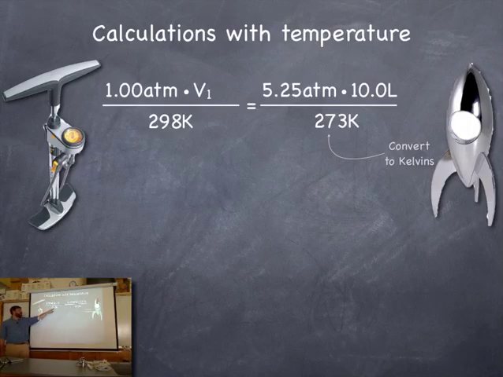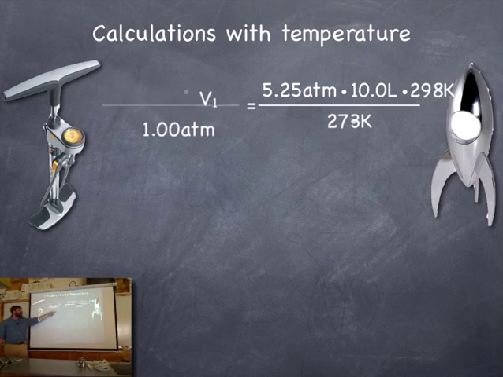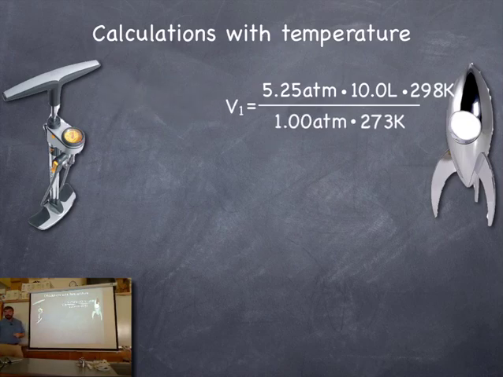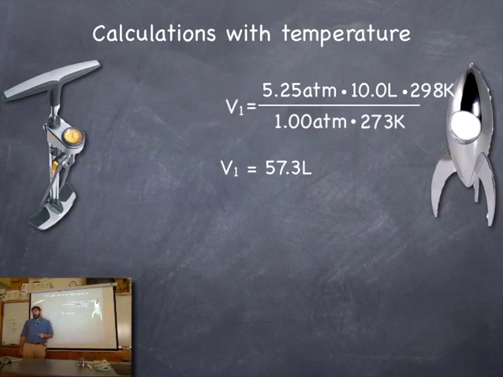So what do I have to do to the 298? Yeah, I gotta times it to the other side. So we shift that over there. And the 1 atmosphere, that again, that comes down to the bottom over here. Okay? And so we have a volume, this time we need 57.3 liters. Okay? So with the lower temperature, we need a larger starting volume. Okay, we need a little bit higher pressure to start with because when we cool it down, the pressure drops.